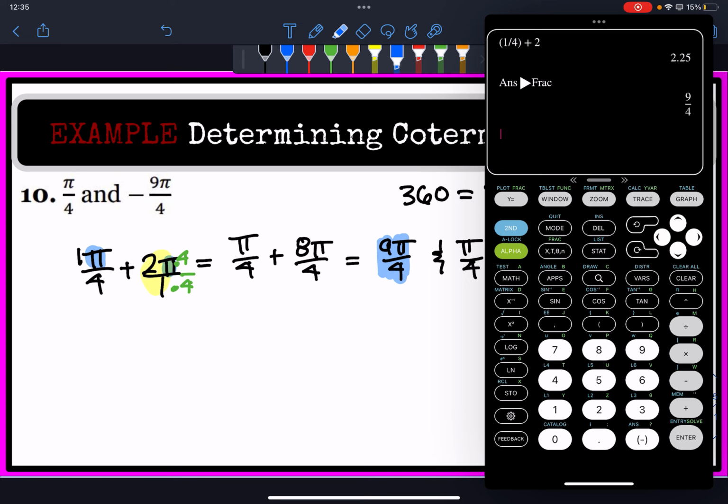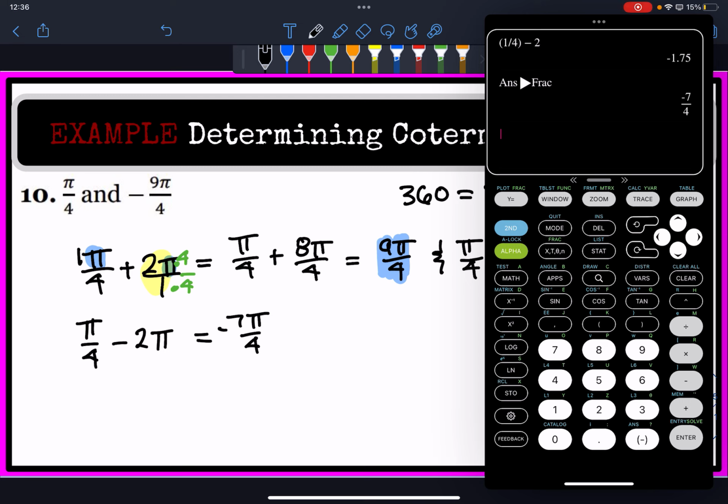If I want to find the negative coterminal angle of pi over 4, I would just simply subtract 360, which in radians, again, is 2 pi. So 1 over 4 minus 2 is negative 1.75. Let's use a fraction form instead. That's negative 7 pi over 4. So that's the negative coterminal angle.